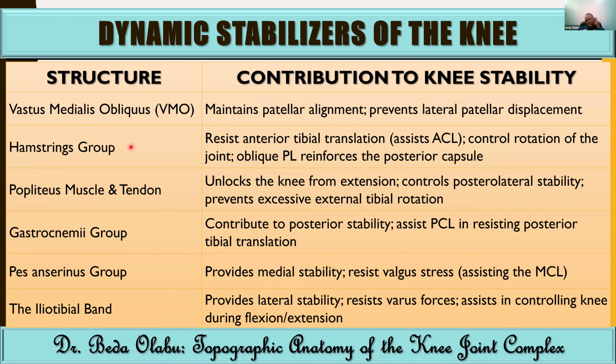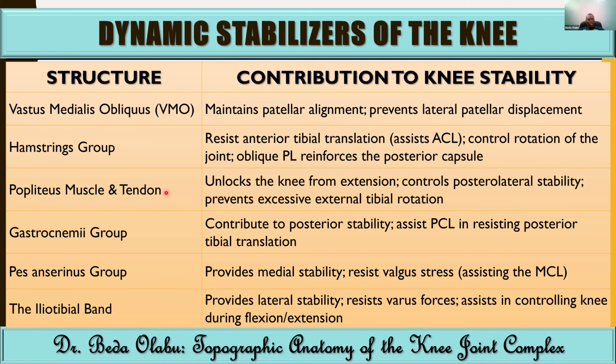Because of those muscles, the anterior tibial translation is limited. So they assist the ACL. At flexion, they also control the rotation. They're the same muscles that will cause rotation. But remember, when one acts to rotate, the other one will limit how much that rotation can happen, and vice versa. So they control rotation of the knee joint. The oblique popliteal ligament, an extension of semimembranosus, is also important in reinforcing the posterior capsule of the knee joint.